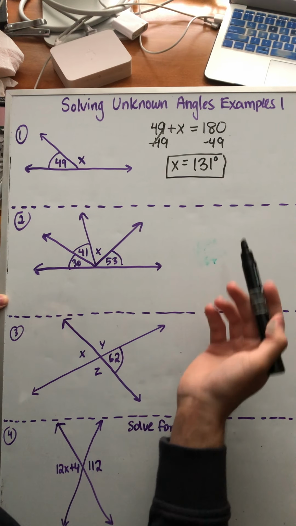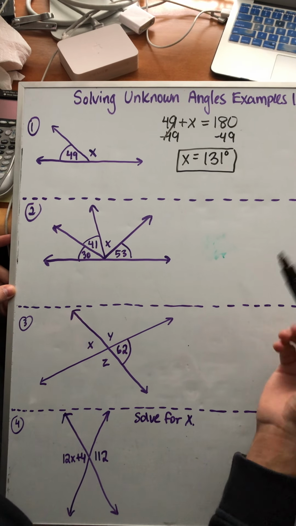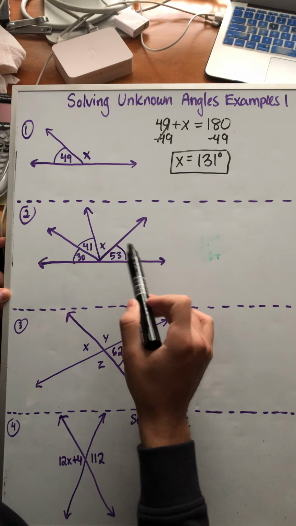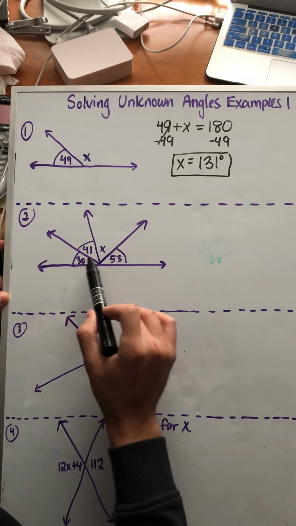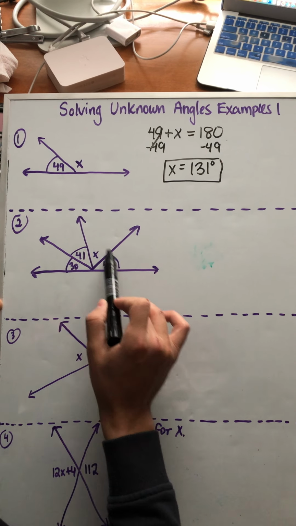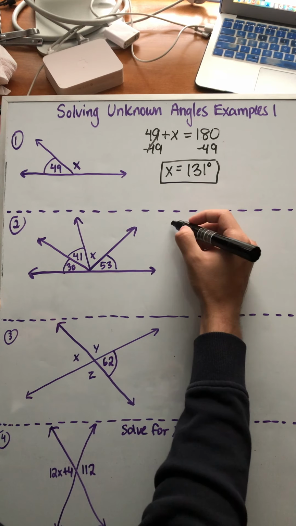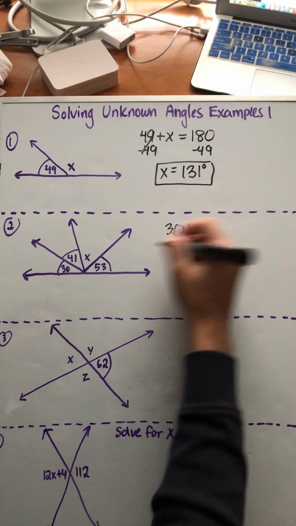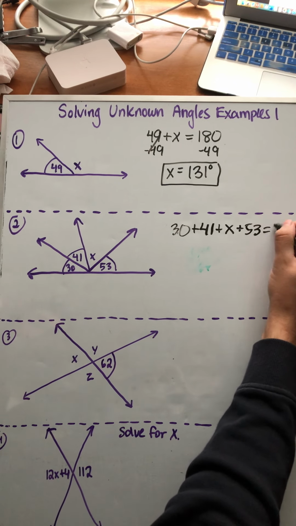So that's pretty straightforward. If you go to number 2, it looks a little bit more complicated, but it's still the same rule. There's a straight line right here, which means all of these angles, doesn't matter how many there are, add up to 180. So that means 30 plus 41 plus x plus 53, these four should add up to 180 degrees. So your equation would be 30 plus 41 plus x plus 53 equals 180.